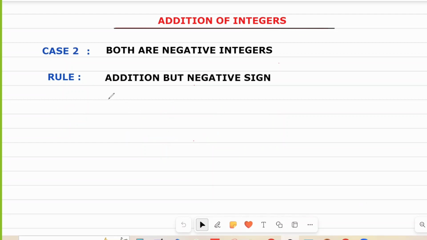Let us understand case 2 now. In case 2, we will learn how to add negative integers. So the rule is addition but negative sign. Let us understand this with the help of an example. Suppose we have to add minus 2 and minus 3. Both the integers here are negative. So according to the rule, we will perform addition, but this time we have to put a negative sign. So 2 will be added to 3, that is 5, and the answer will be negative.